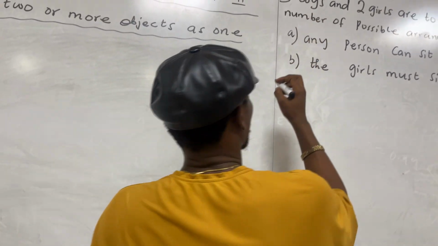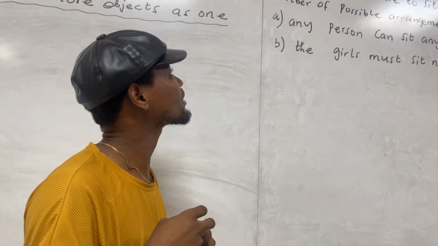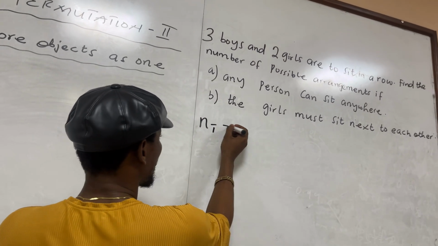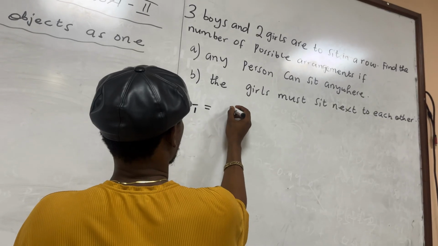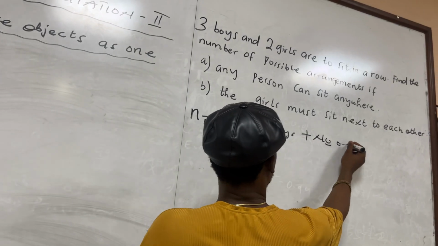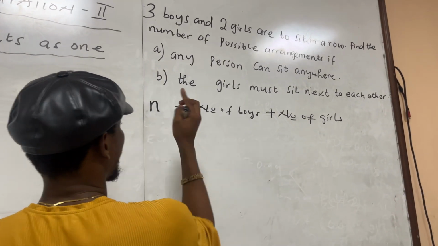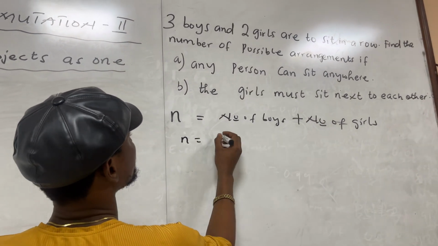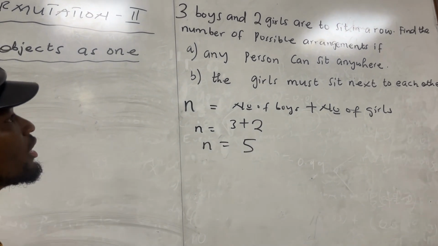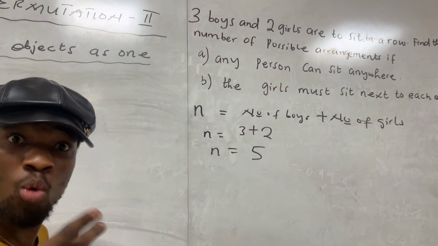So here, first of all, I have to look out for the total number of persons. So we have boys and girls. The total number of persons will be equal to the number of boys plus the number of girls. So n here is equal to 3 plus 2, which is equal to 5. It says find the number of possible arrangements. A, any person can sit anywhere.